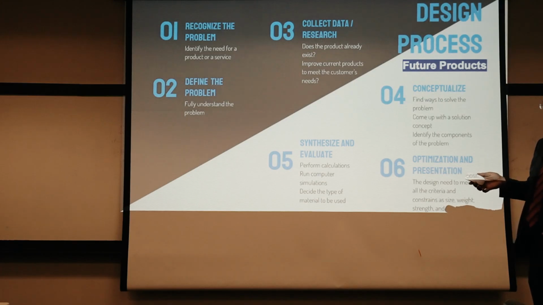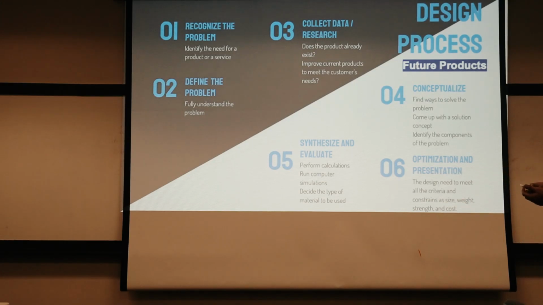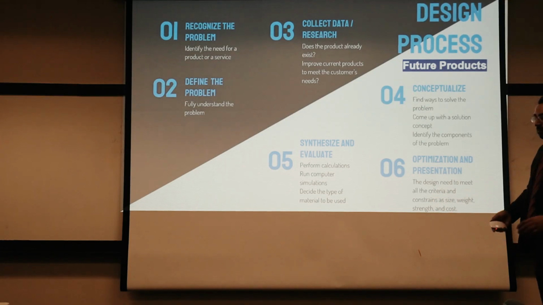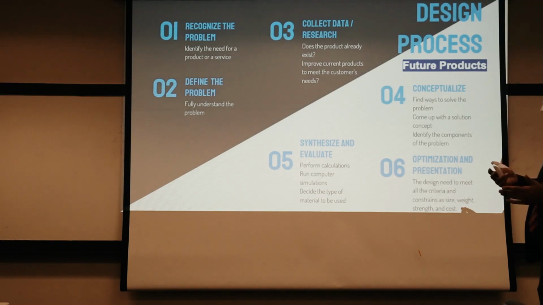You need to have it fit on the desk, be able to use it, be easy to carry around by students, by professors, by any other people, engineers, and so on. So you need to keep in mind in this step that the design needs to meet all the criteria and constraints. You can discuss size, weight, strength, and cost. So you're not only designing a solution within your design process, but you are trying to optimize your design to meet the needs as well as still make sense in the market. So those are the 6 steps.